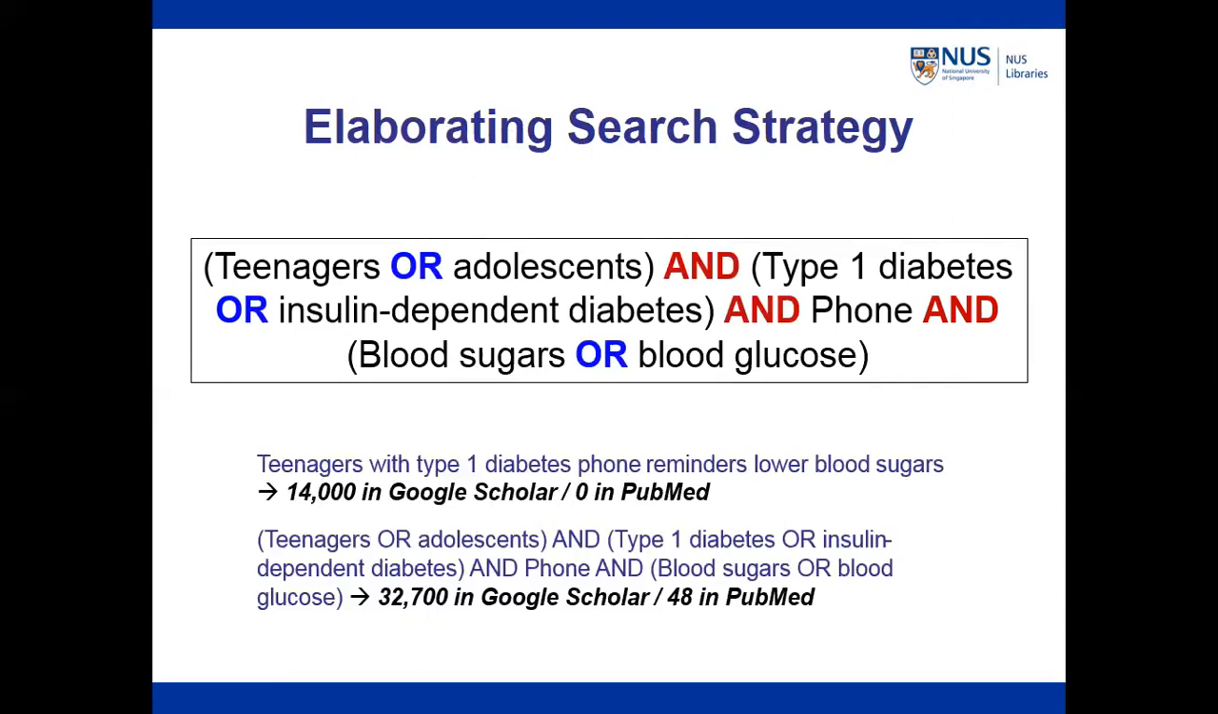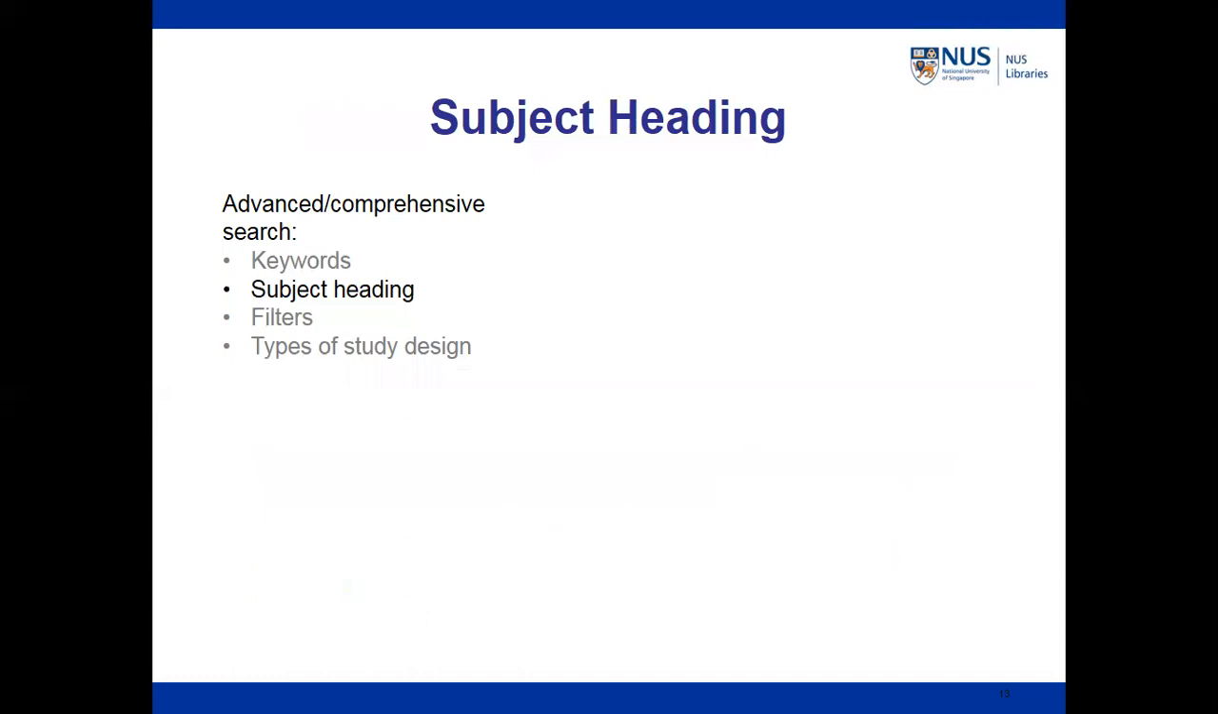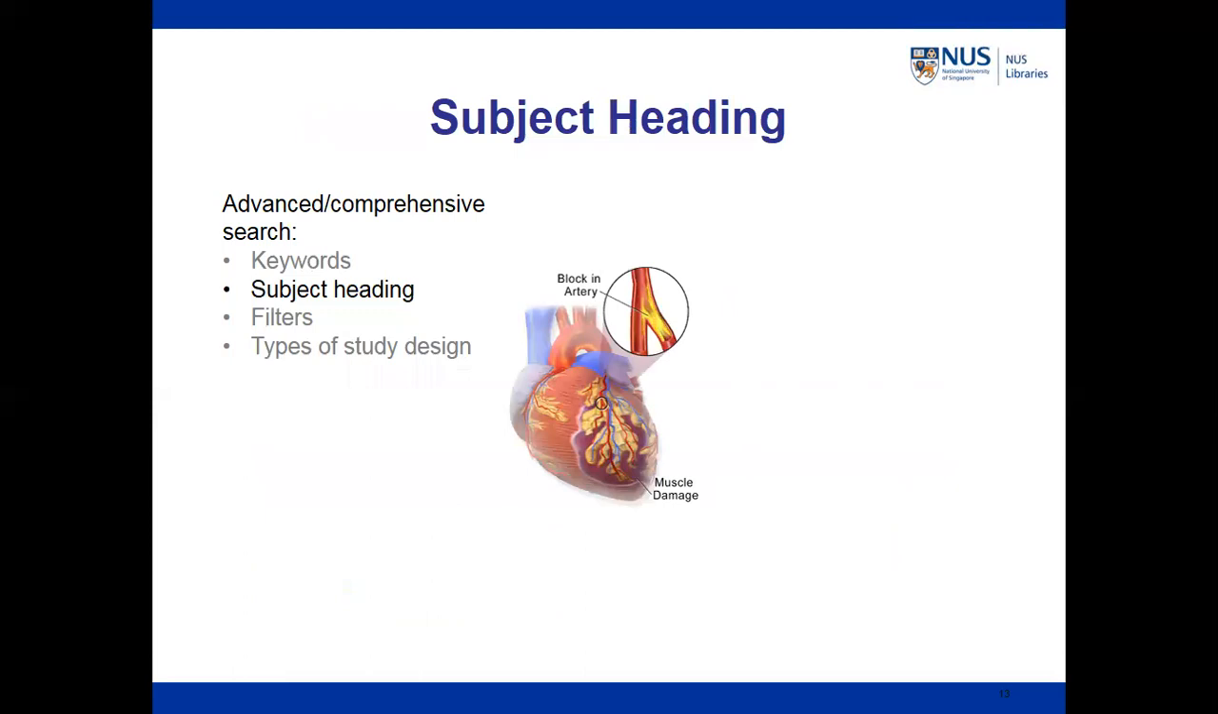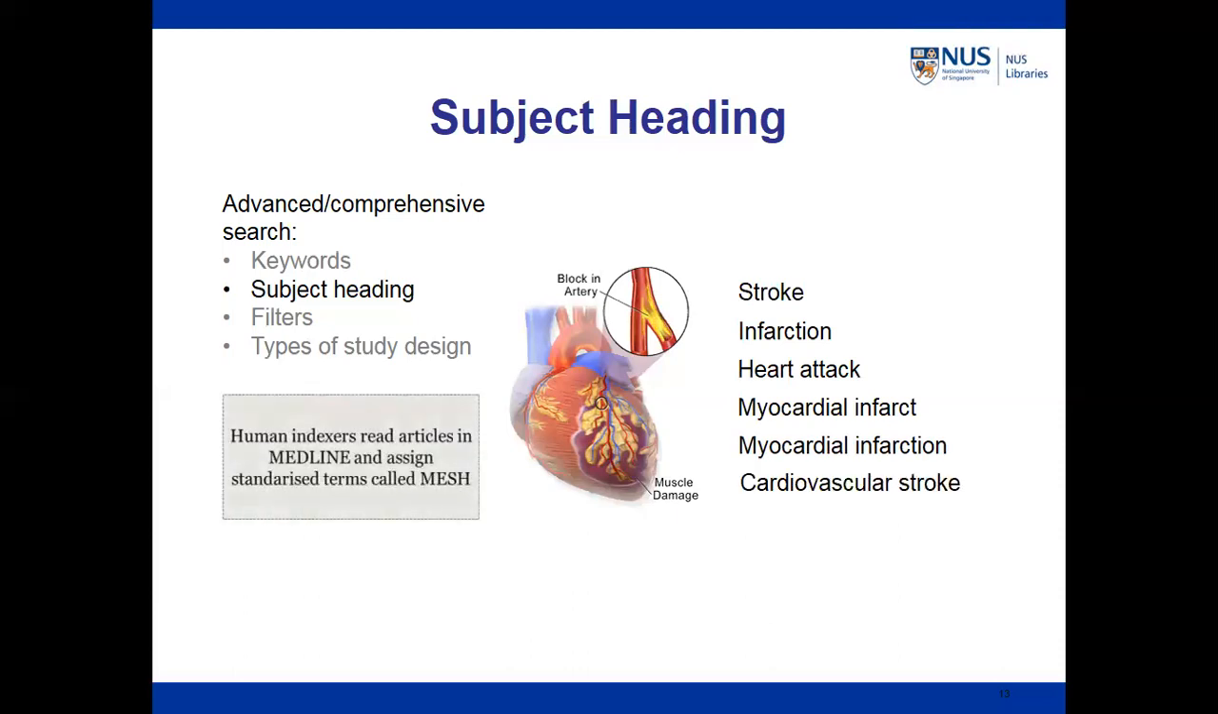Finding synonyms may be endless. The way to overcome this is to include subject headings in our search strategies. Subject heading is a controlled vocabulary that databases use to index their articles so that articles may be searched in a comprehensive manner. Here's an example of medical subject headings, called MeSH, which are assigned by human indexers in Medline. Other than Medline, MeSH terms are used in both PubMed and Cochrane.